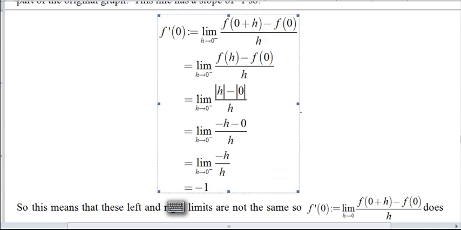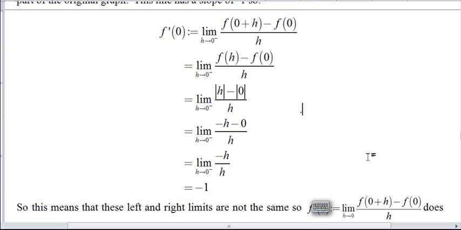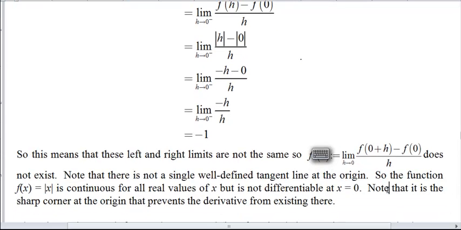So again, we see the algebraic version here and the pictorial or graphic version up above. Either way, what do we know? We know the left and right limits are not the same, so the limit here, which actually defines the derivative, does not exist. So it's not differentiable at the origin.